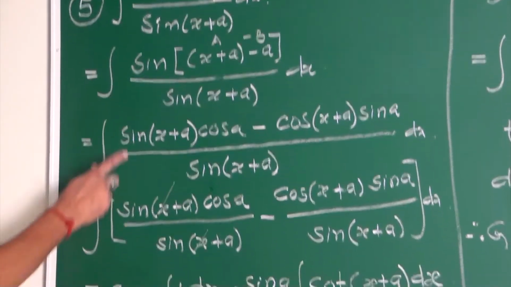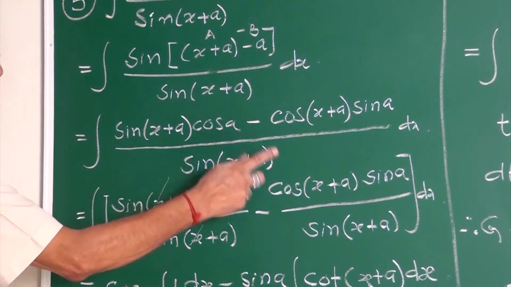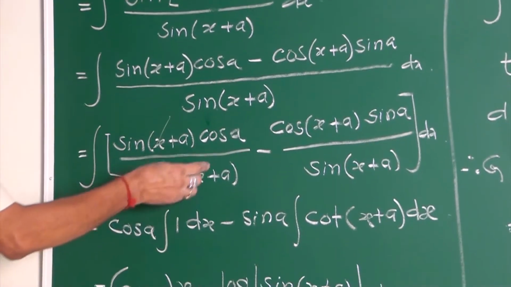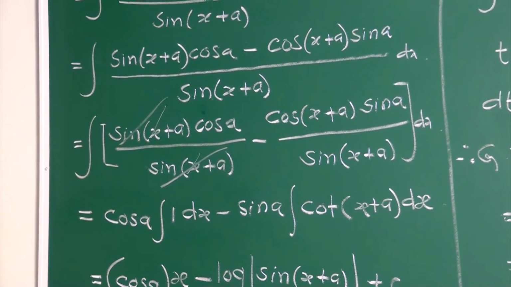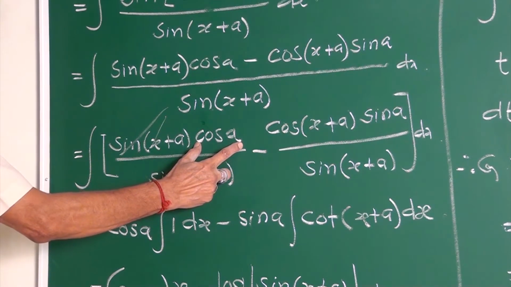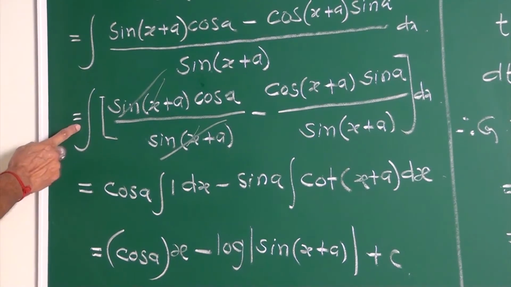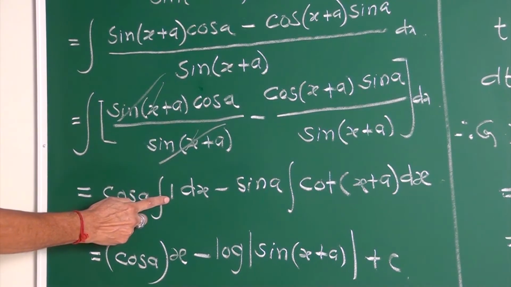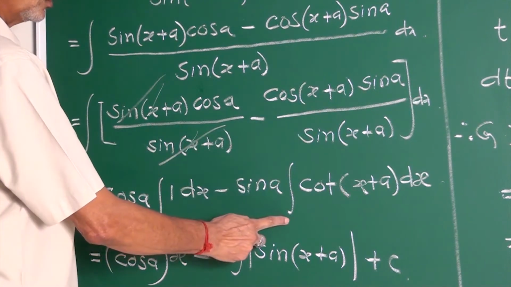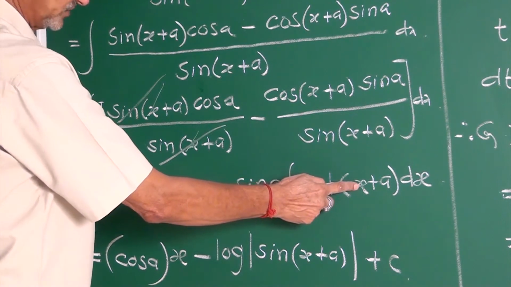Rest is simplification. Sin x plus a into cos a upon sin x plus a, minus cos x plus a into sin a upon sin x plus a. And this sin x plus a cancels with sin x plus a. You are left with cos a. Cos a being a constant, that constant can be taken outside the integral sign. When cos a is taken outside, you are left with 1 inside, minus sin a, being a constant, outside the integral sign. What is cos by sin? Cot. Cot x plus a.